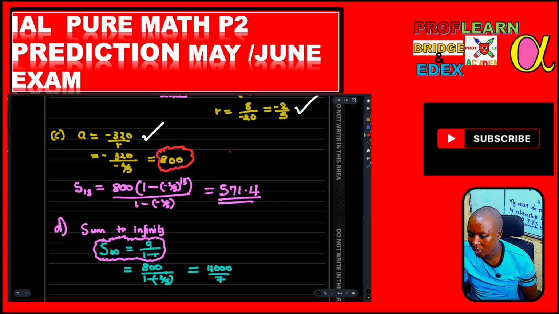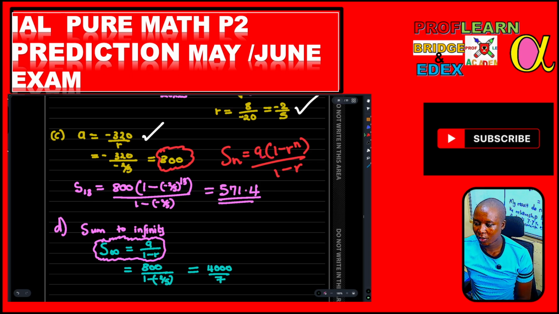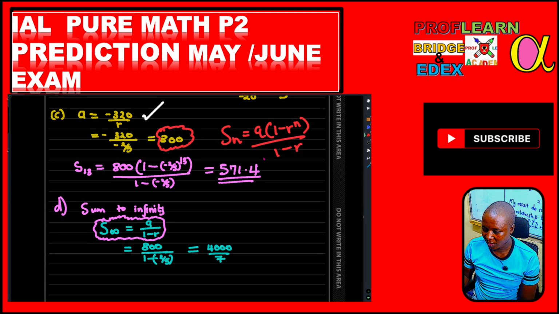So we can use sum of n terms is equal to a times 1 minus r raised to power n over 1 minus r, because the common ratio was less than 1. So we are going to use this particular formula. So working it out, we are going to get 571.4.